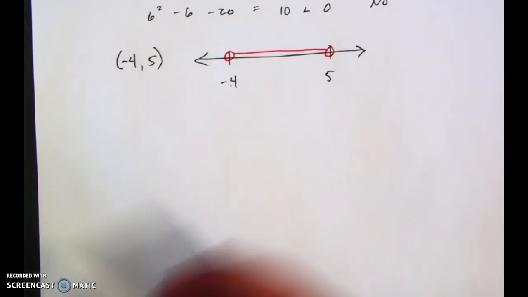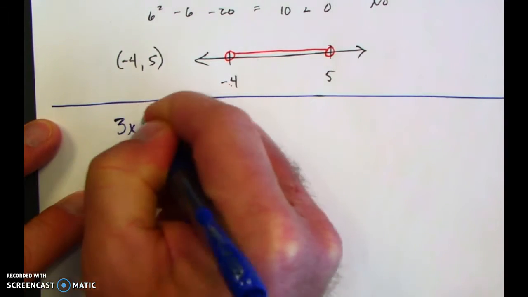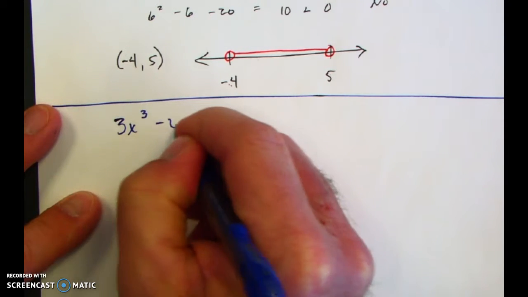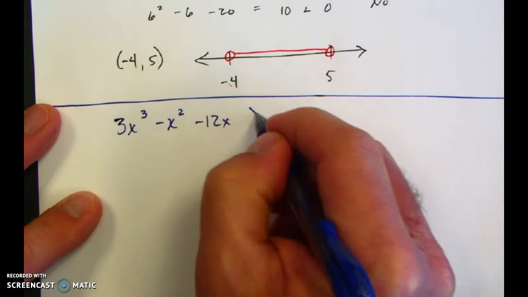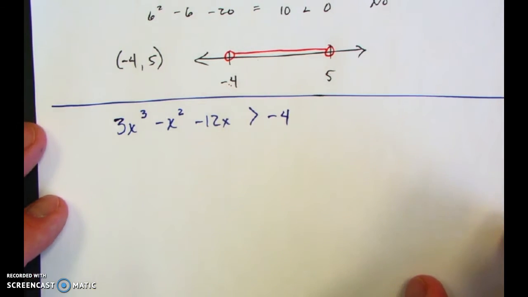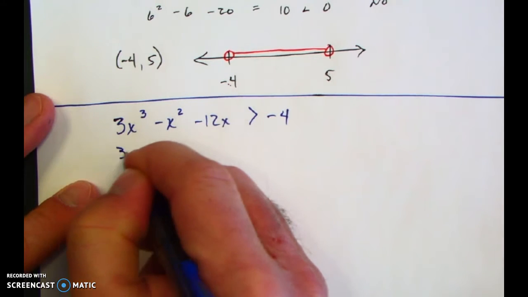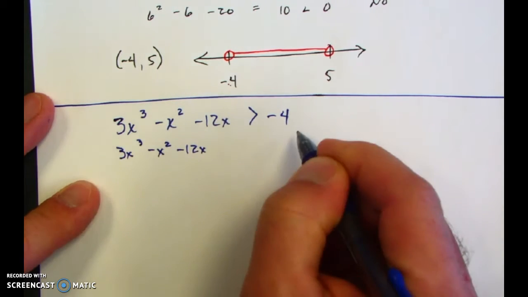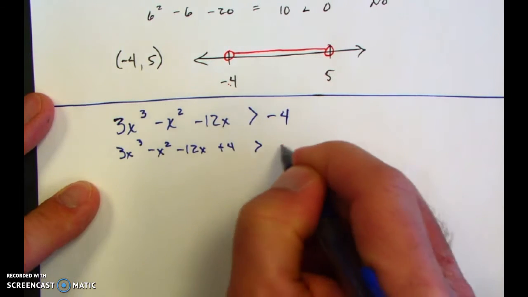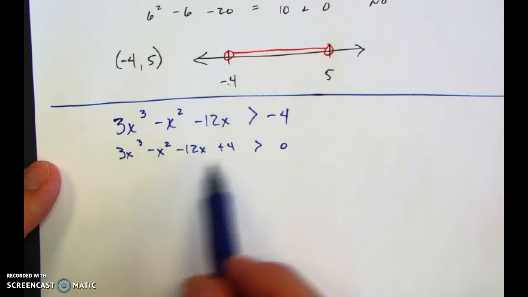Now, we can also look at if I have 3x cubed minus x squared minus 12x is greater than negative 4. Now, first of all, with these inequalities, we want to set them equal to 0, so I'm going to add that 4 over to this side. So we have 3x cubed minus x squared minus 12x plus 4 is greater than 0. And from here, what I want to do is find some zeros. I can do some factoring.